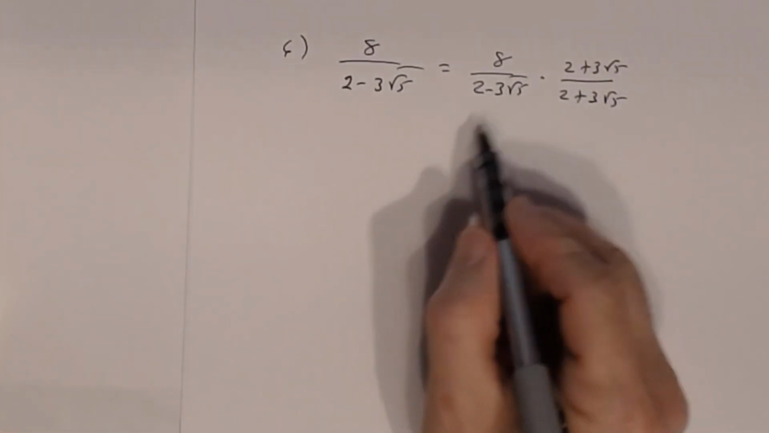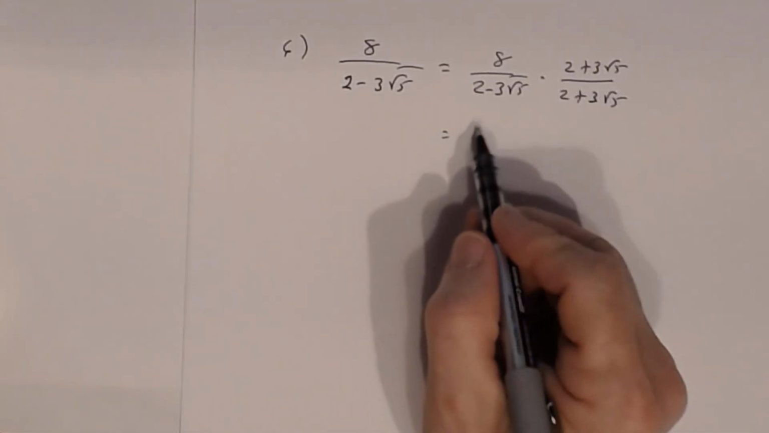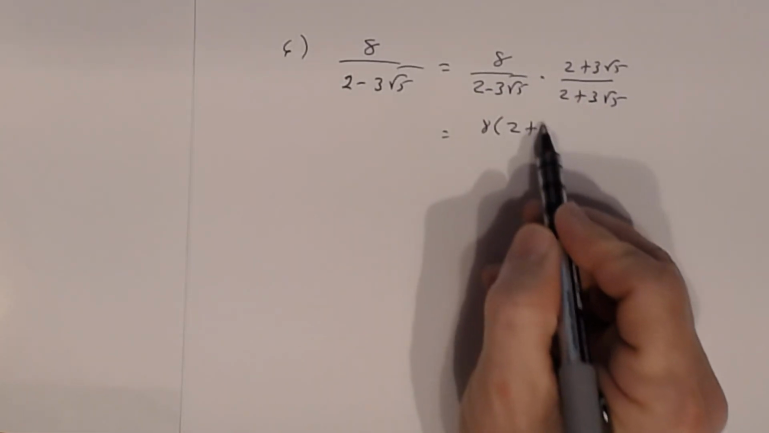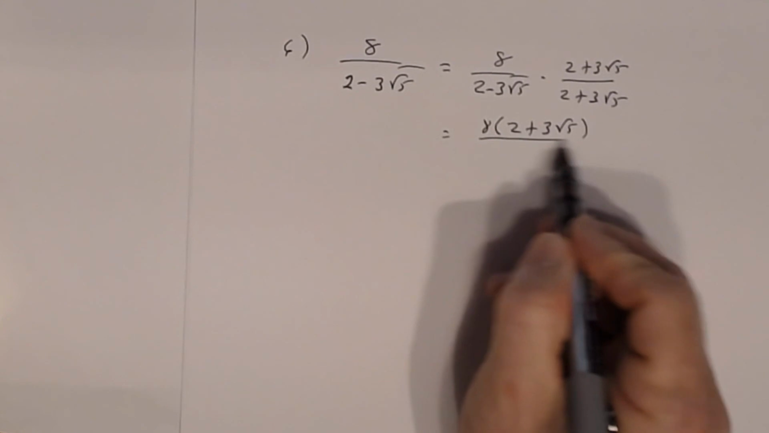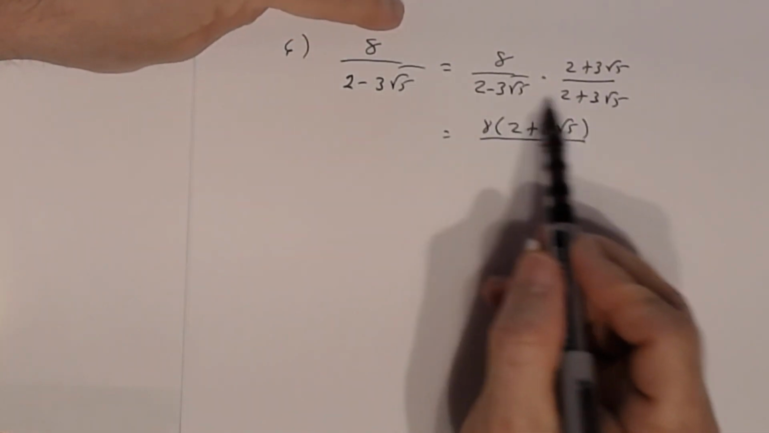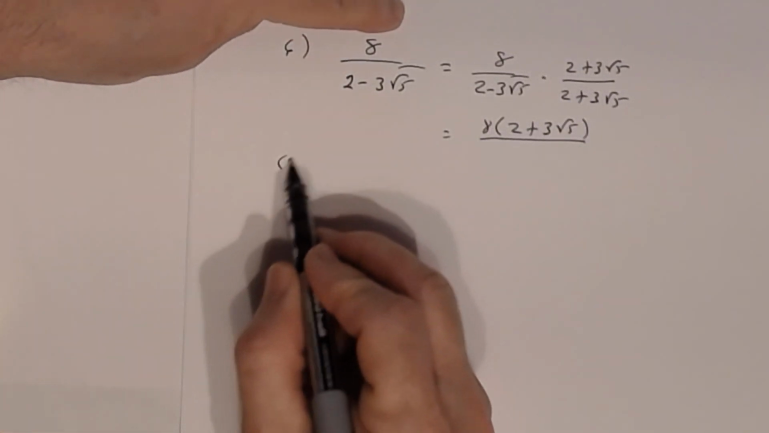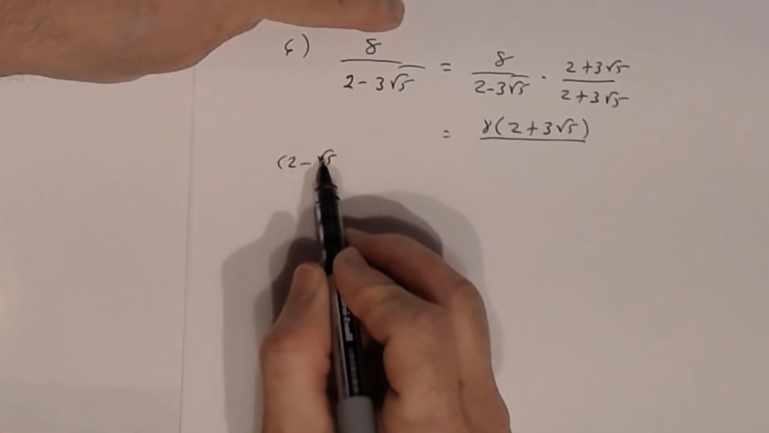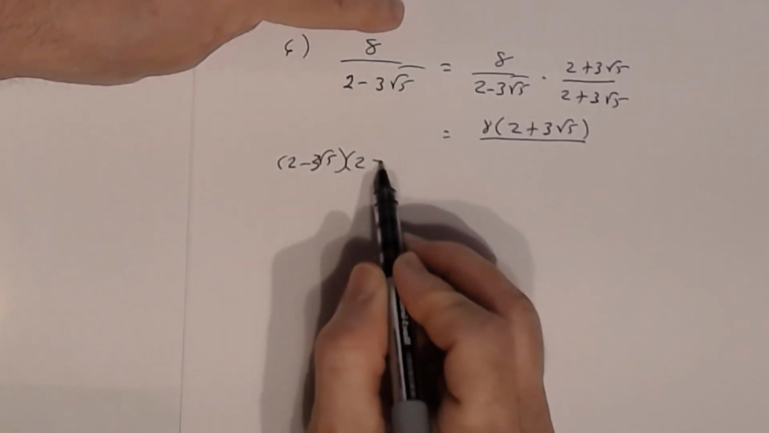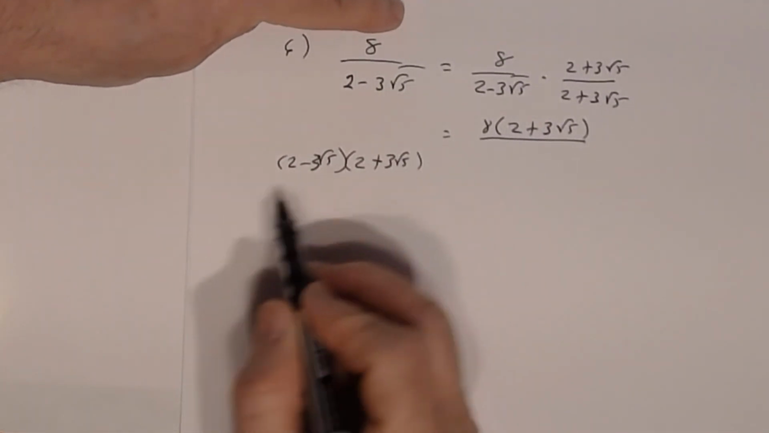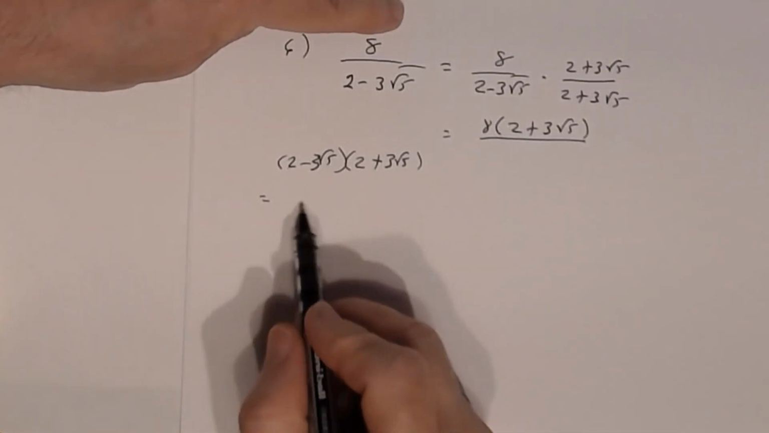And so now we're going to write this as 8 times this. 8 times 2 plus 3 square root of 5 divided by, and then you just go off to the side and figure out what this product is. So 2 minus 3 square root of 5 times 2 plus 3 square root of 5. All right, so this time you get 2 times 2 is 4.